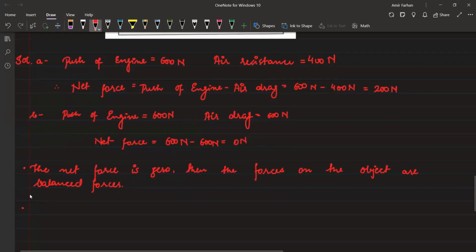Yeah. Ayan, so what will happen if the forces are not balanced? What will happen if the forces are not balanced? It won't come to a stop.